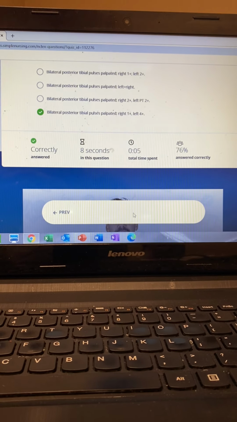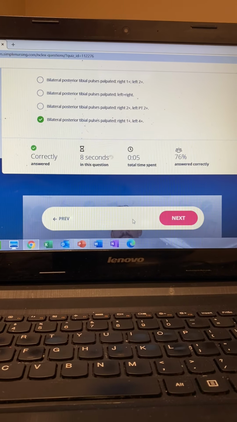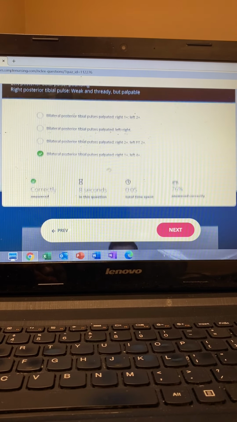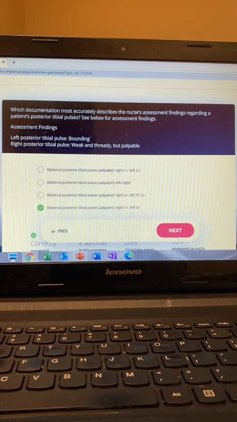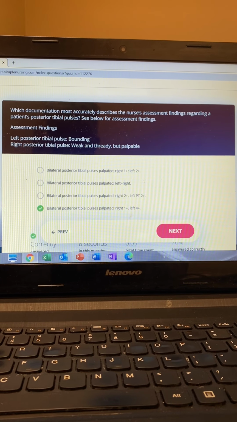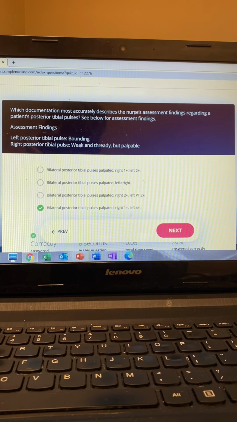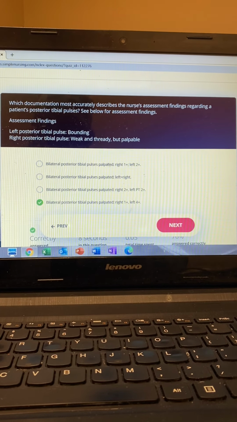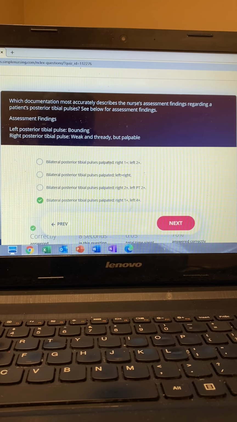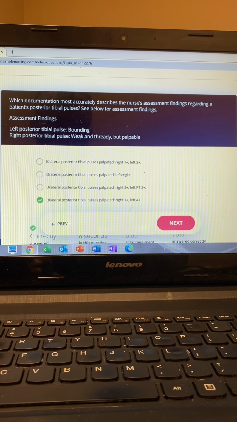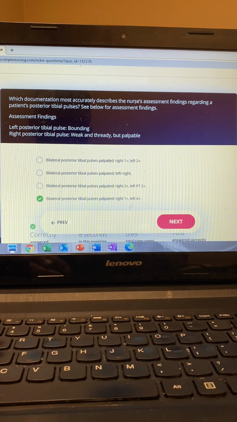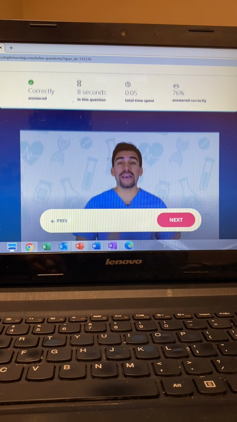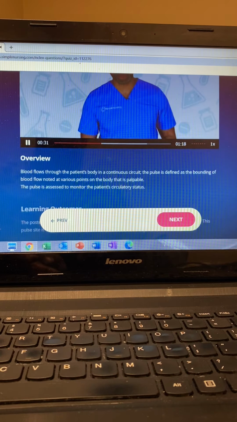Now, using our 3 steps, let's break this down. This question is asking for the most accurate documentation here. For the key problem, you're assessing patients with posterior tibial pulses. So the left is bounding and the right is weak and thready but palpable. So the first thing you're thinking is that the left side is strong and the right side is just really weak and low. So a solution here that we're looking for is documentation that reflects that the left is strong and the right is weak.